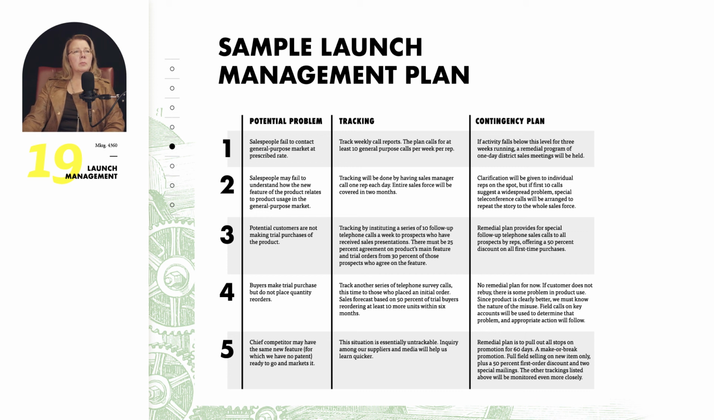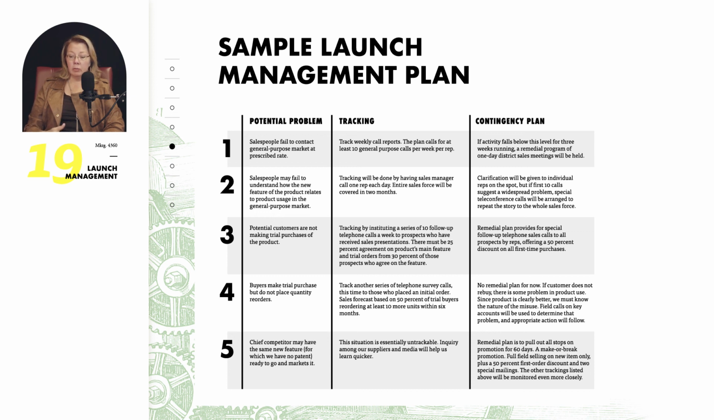So potential problem number one: salespeople are failing to contact the general purpose market at the prescribed rate. And here's our tracking variable. We're going to track weekly call reports, and according to our plan, we would have salespeople calling 10 general purpose sorts of customers per week, per rep. And so you can track that. It's a variable you can track, and it's relevant to the success of your product.